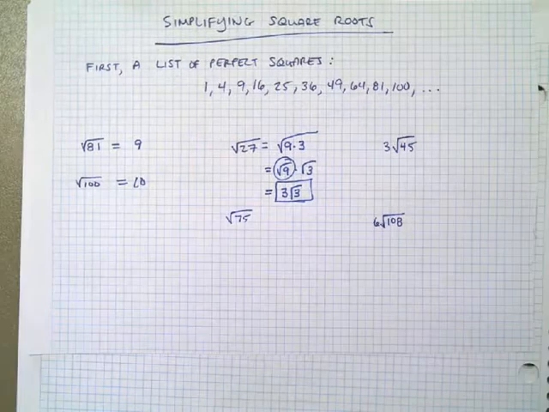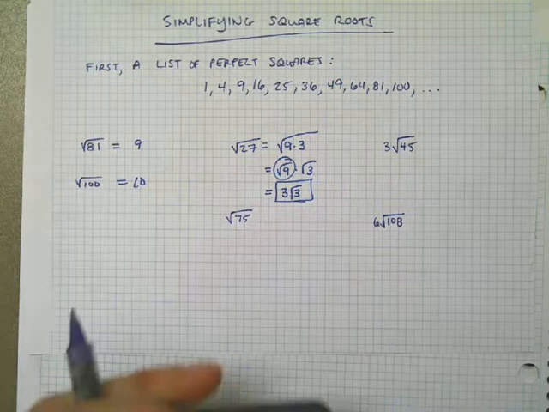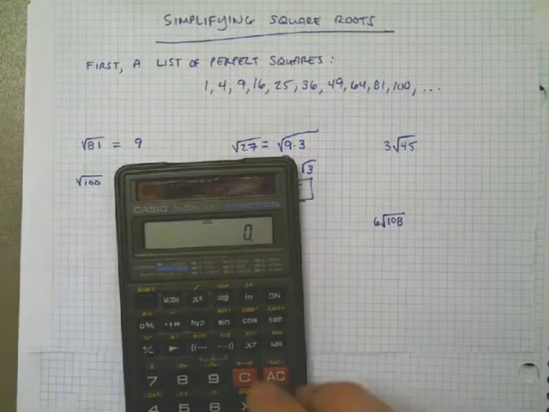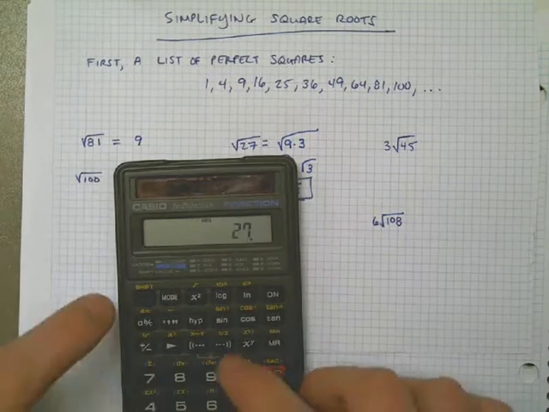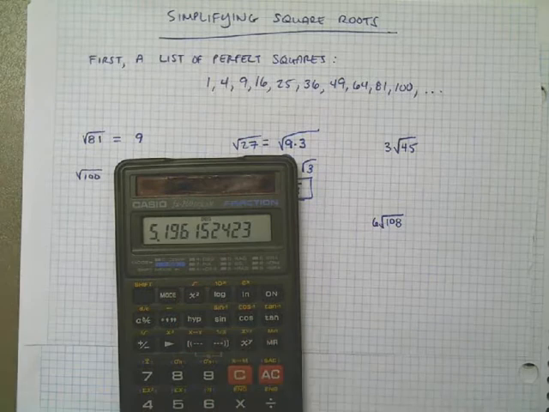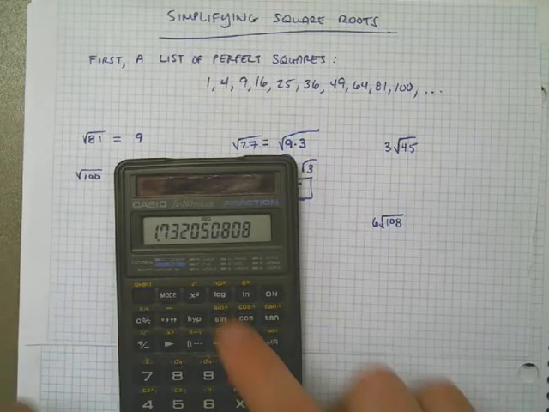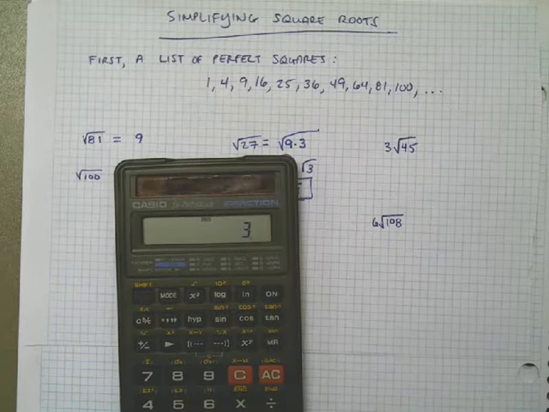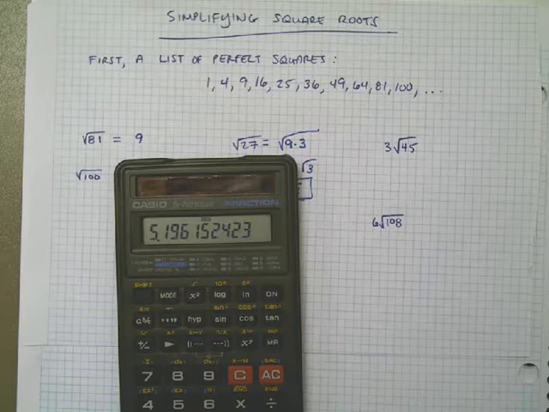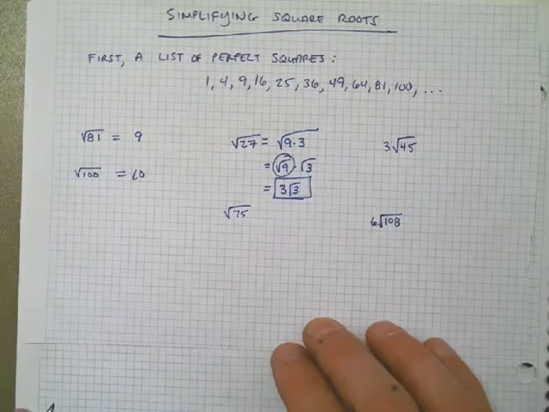And it turns out that 3 square root of 3 is the same thing as the square root of 27. Watch on my calculator. Ready? 27. I'm going to take the square root of that. It's 5.196. The square root of 3 is 1.7. If I take that times 3, it's 5.196. Those are the same decimal. They mean the same thing. So you just simplify the square root.